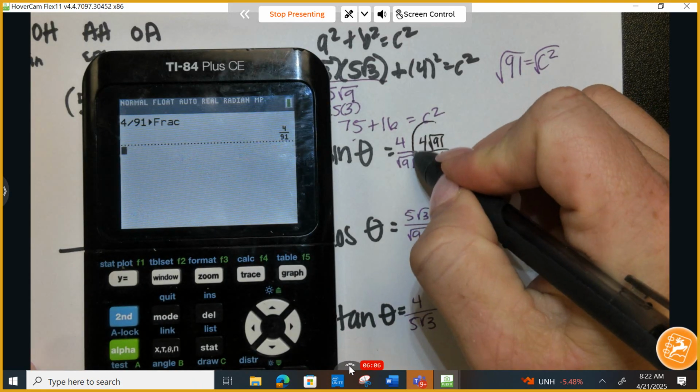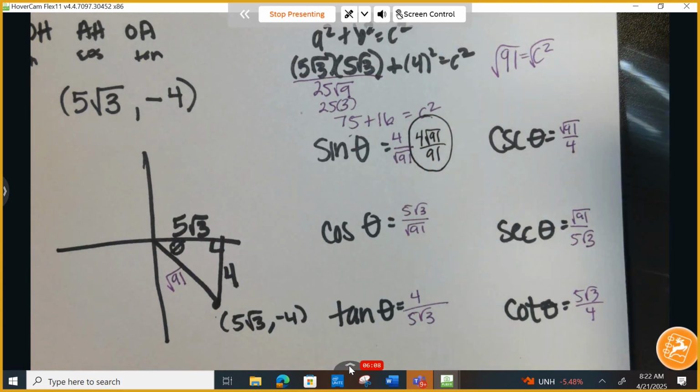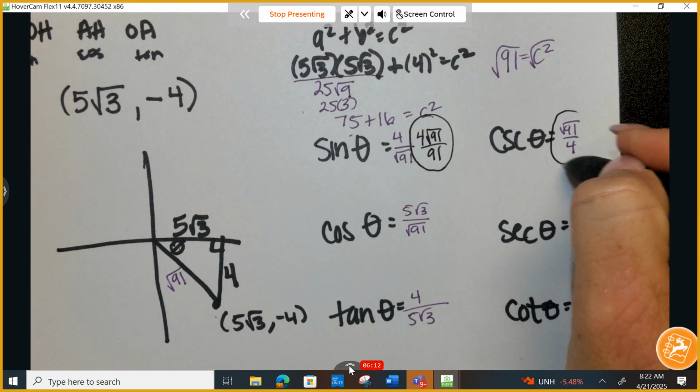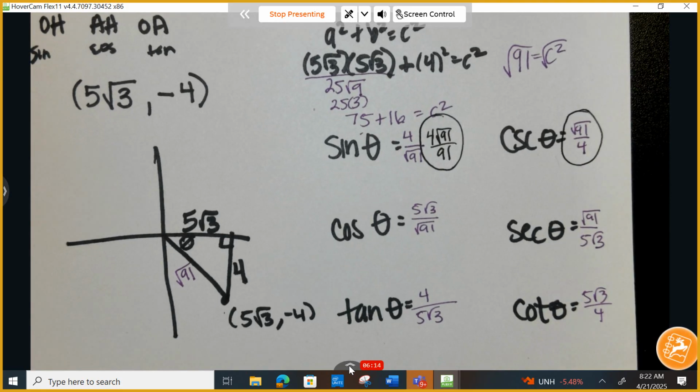I'm feeling really good about this. I'm going to circle it, and I'll come back to it later to decide does it need a positive or negative. This is already in proper form.